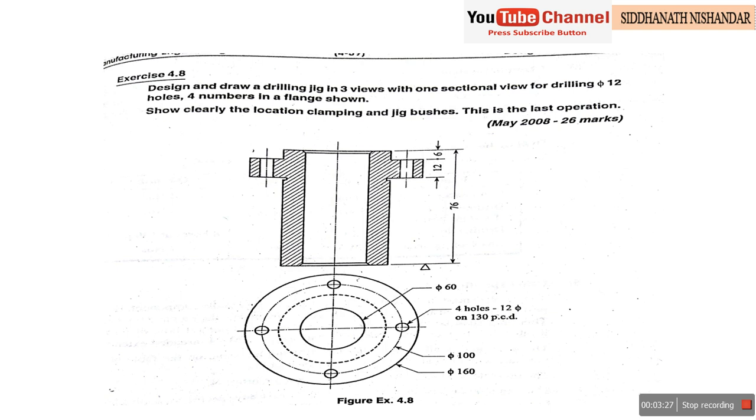Now take a new numerical: design and draw a drilling jig in three views with one sectional view for drilling tail diameter holes, four numbers, in a flange as shown in the figure. We are going to develop a drilling jig for these four holes. This problem is a flange. This question is around 26 marks, so it has very high weightage for the subject manufacturing engineering. Now we see the solution.